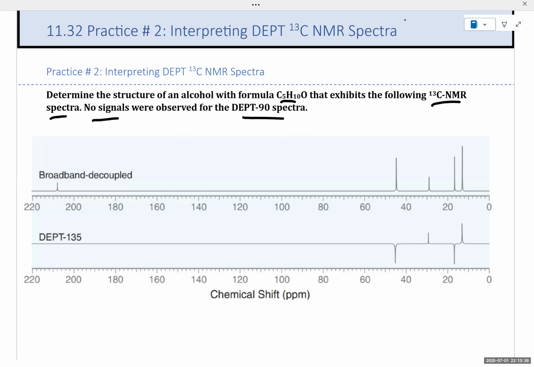Okay, so in this case, no signals in the DEPT-90 spectra tells us we have no CH carbons. The DEPT-135 tells us that this signal here is a CH2. This signal here is a CH2. And these two signals are CH3s. There are no quaternary carbons.